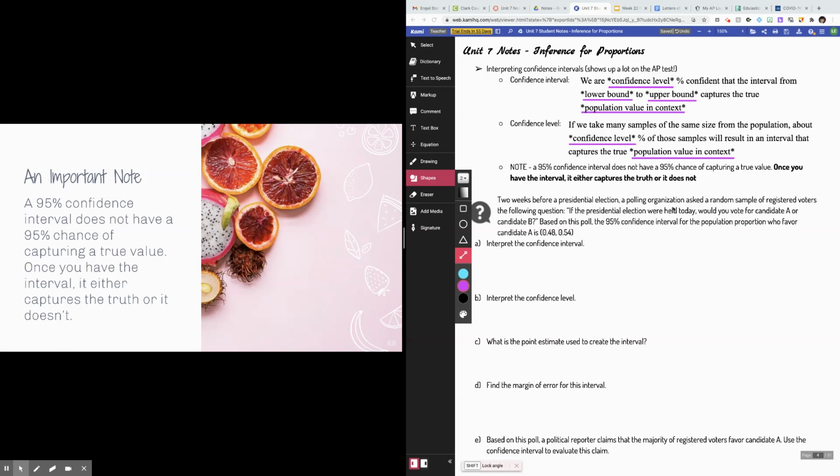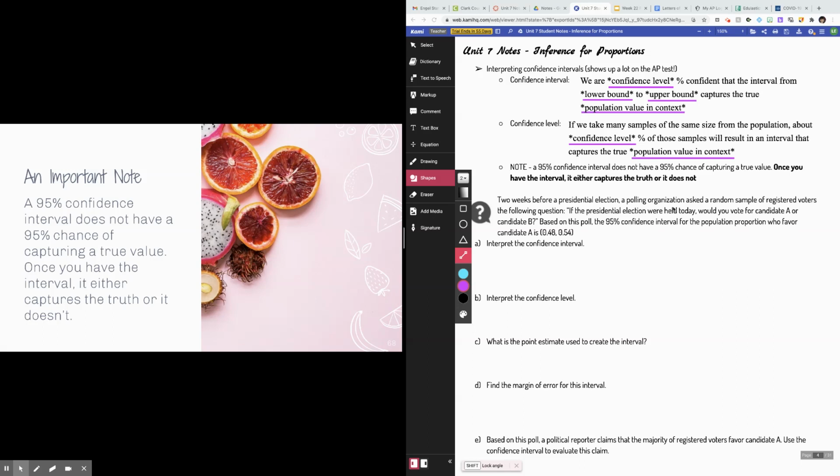Okay, so an important note before I do that example for you, and this is really important, it shows up a lot in multiple choice questions. They'll try to trick you with this idea. A lot of people think, and I mentioned this a little bit earlier, that if you are 95% confident in your interval, then that means my interval has a 95% chance of capturing the true value. And that's not what a confidence interval and not what your confidence level actually means.